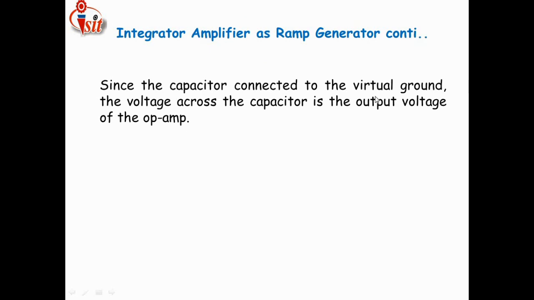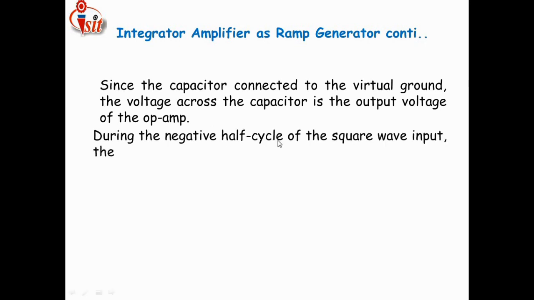Since the capacitor is connected to the virtual ground, the voltage across the capacitor is the output voltage of the op-amp. That means whatever the voltage we get across that capacitor, that voltage is nothing but the output voltage of that op-amp. According to the virtual ground concept, the voltage is equal to 0. We have just seen that Vx is equal to Vy is equal to 0.